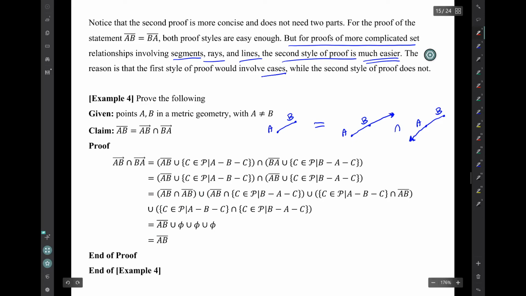Now, this is the cool one. Look at this expression. Segment AB union the set of all points C that have this betweenness relationship. Well, remember that segment AB consists of endpoint A, endpoint B, and all points C that are between A and B. So there are no points in this blue set that qualify to be in this green set. So this intersection is the empty set.